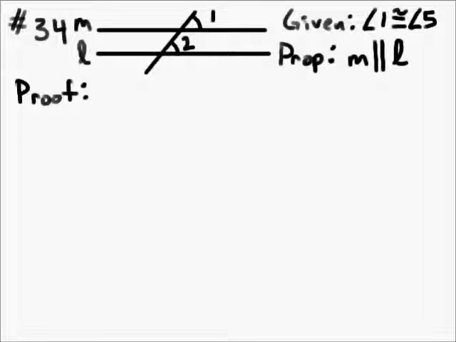Fittingly enough, it asks us to prove corollary 5.3. Now, what we're given is 2 lines cut by a transversal, such that angle 1 and, excuse me here, not angle 5, angle 1 and angle 2 are congruent. And our proposition is that line M is parallel to line L. I write my L's in script when I'm doing this lowercase stuff because I don't want it to look like a 1 or an I or anything like that. It's a pretty good habit.